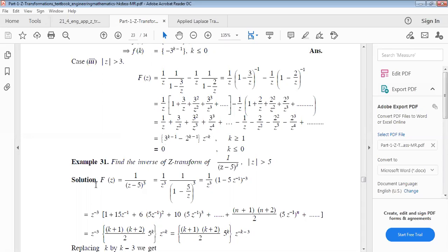Now find the inverse z transformation of this one if z is greater than 5.